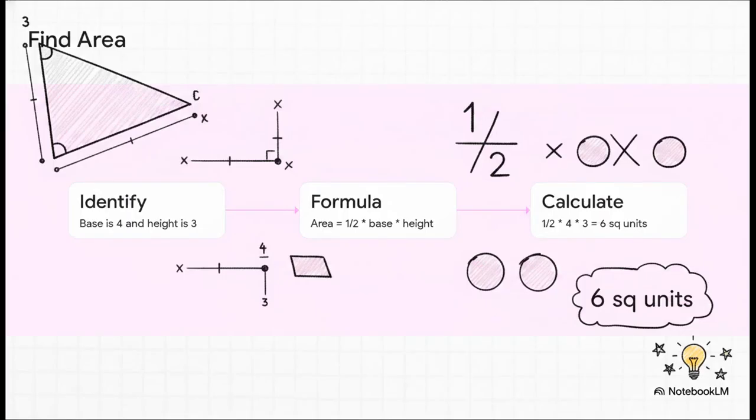And because it's a right-angled triangle, we can just use our basic geometry. Step 1. The distance from the origin (0, 0) to (4, 0) gives us a base of 4. The distance from (0, 0) to (0, 3) gives us a height of 3. Step 2, just apply the standard area formula, half into base into height. Step 3, that is half into 4 into 3. The 2 cancels out the 4, leaving 2, and 2 times 3 is 6. So the answer is option A, 6 square units.